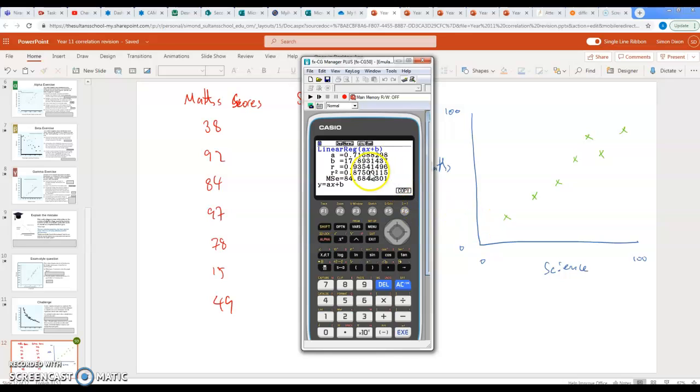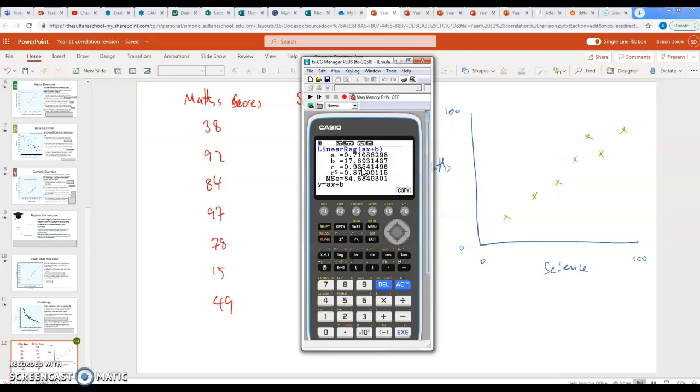This little number here, R, tells me how strong the correlation is. If it's a perfect positive correlation, R will be equal to 1. If it's negative 1, then it's a perfectly strong negative correlation. The closer that value is to 0, either negative or positive, the weaker the correlation.